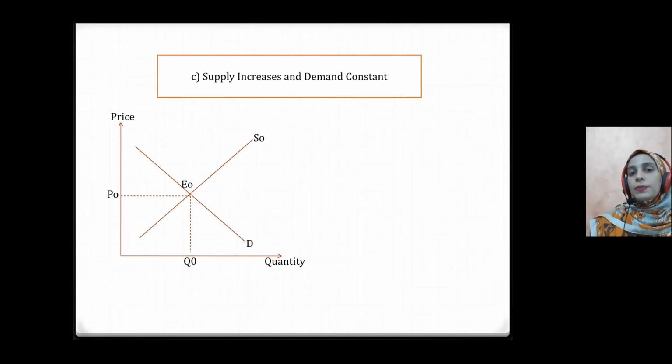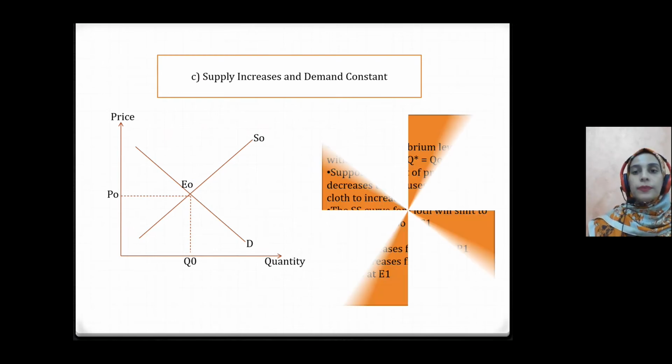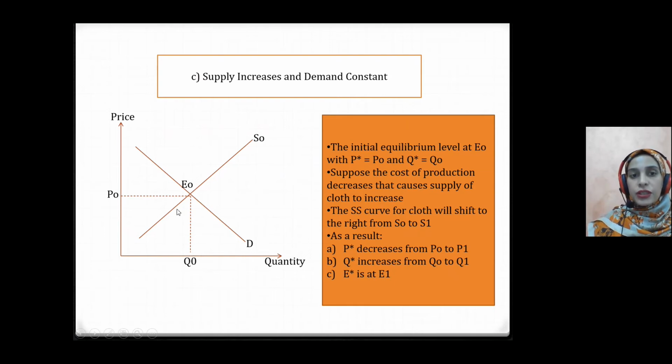Here is the example when supply increases and demand constant. So we'll sketch the initial position and we look at the question. Suppose the cost of production decreases. So what happened to the supply of cloth? So cost of production is the determinant of supply. So it will affect the supply curve.